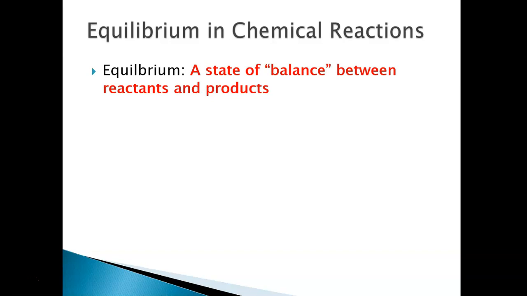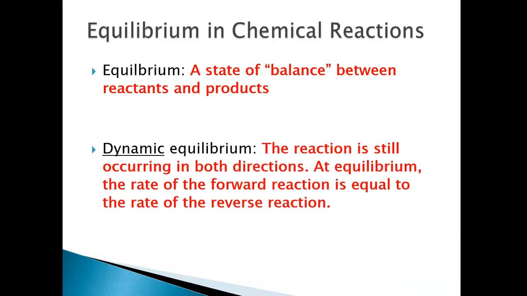Now, when we've done reactions to this point, we've usually used an arrow with only one side. Okay, but most reactions can go in both directions. So we've talked about mostly reactions that only go in one direction, but many reactions are reversible. Now, chemical equilibrium is called dynamic equilibrium, and that means that the reaction is still occurring in both directions.